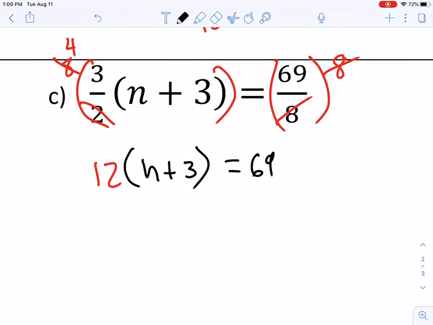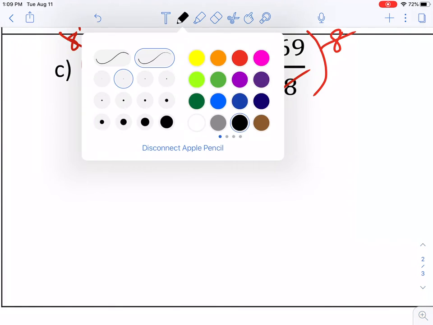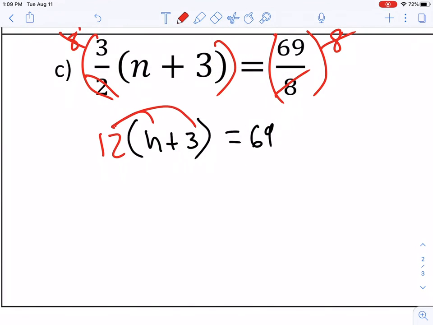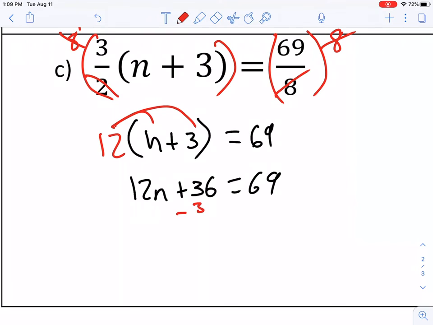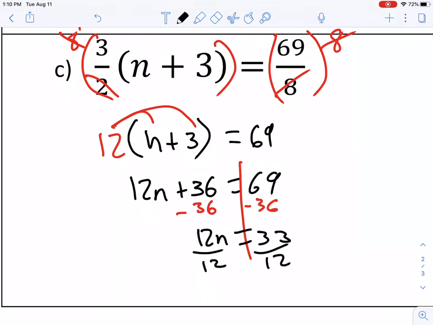And now I'm going to follow my rules. Distribute. 12n plus 36 equals 69. There's no like terms to combine, so I'm going to start my two-step equation. So that should give us 33. And then I divide 12 to both sides, and n equals 33 over 12.